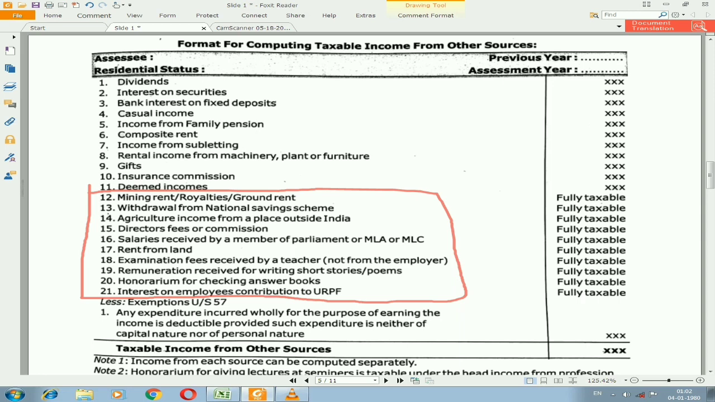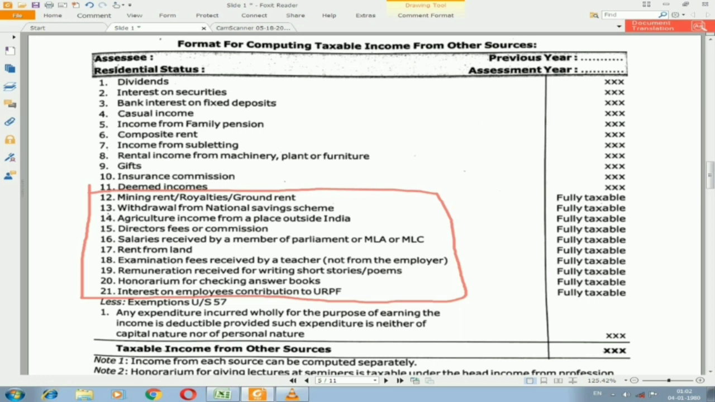So we have mining rent, royalties, ground rent, withdrawal from national savings schemes, and agricultural income from a place outside India. If agricultural income comes from outside India, or is earned outside the country, then it will be calculated under other sources. Then director's fees or commission, salary received by a member of parliament, that is MP, MLA or MLC, and rent from land.